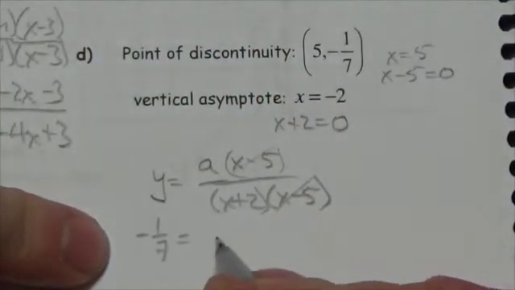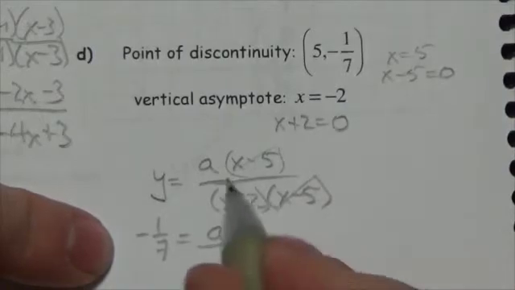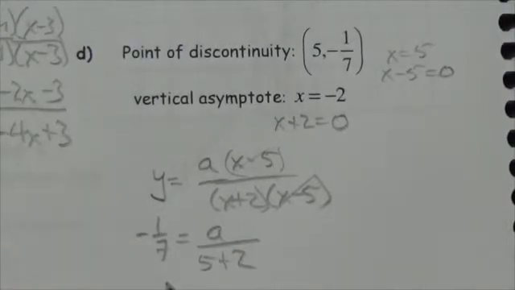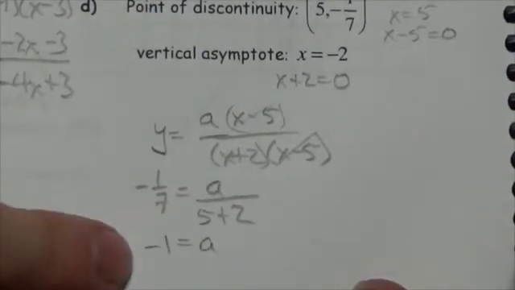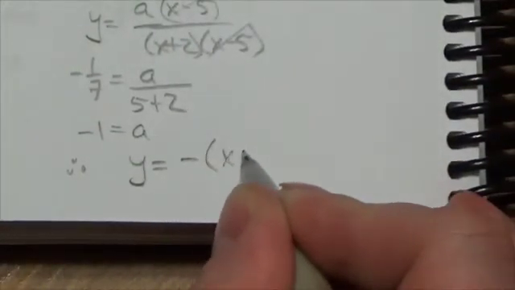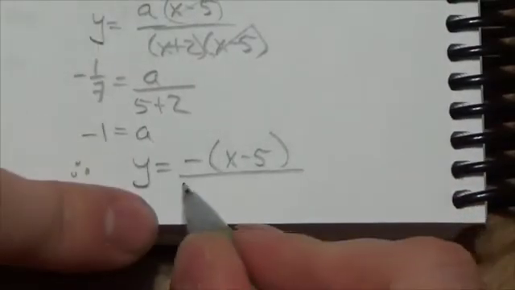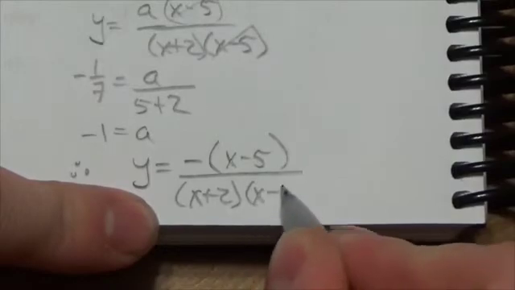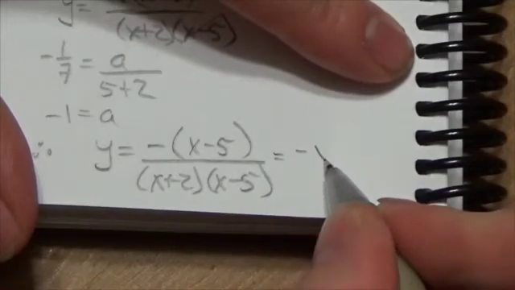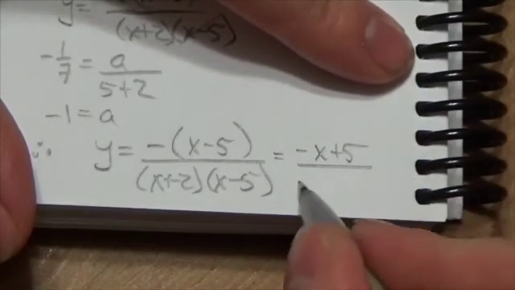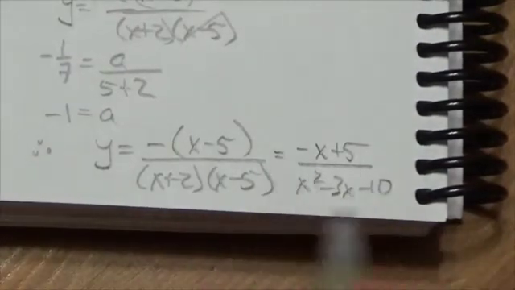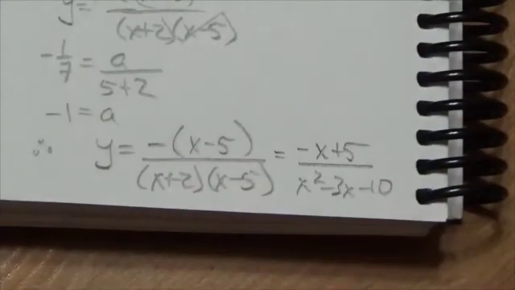So negative 1/7 is going to equal a over 5 plus 2. Well, there's my 7 here. This only works if a is equal to negative 1. So therefore, I can write y is equal to negative x minus 5 all over x plus 2 times x minus 5. Now, if you really want to, and you don't really need to, you could multiply that out. Negative x plus 5 over x squared minus 3x minus 10. The only reason I multiply that out in this case is because I've done it in every other case. Might as well do it here too.